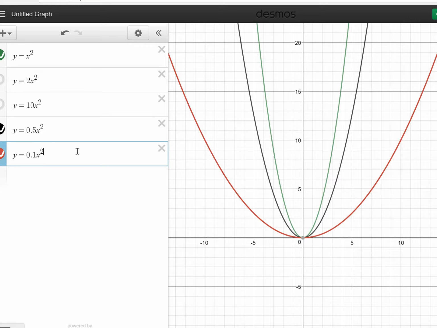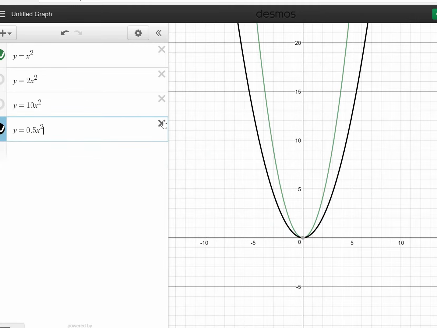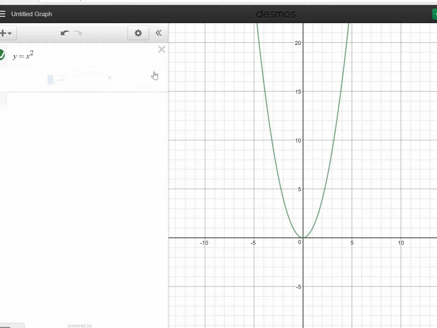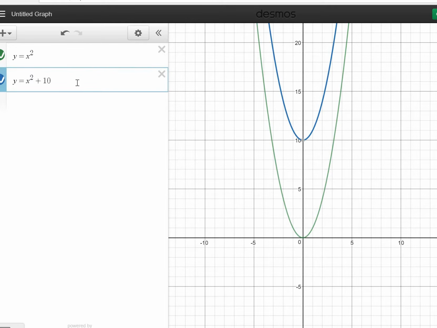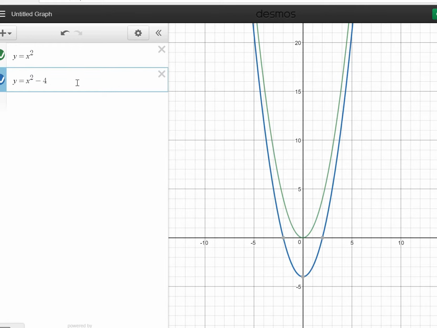What about if we move our original graph around? Let's start by adding on 1. There we go. We've moved it up 1, or 2, or 3, or 4, or 10. Likewise, if we take away, we move our graph down. So still the exact same graph, but it's just been moved up or down.